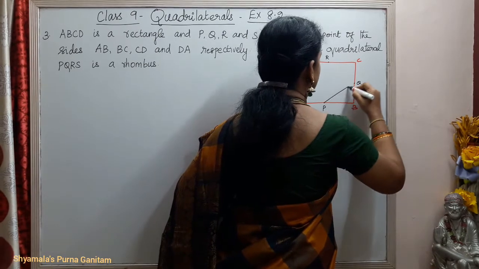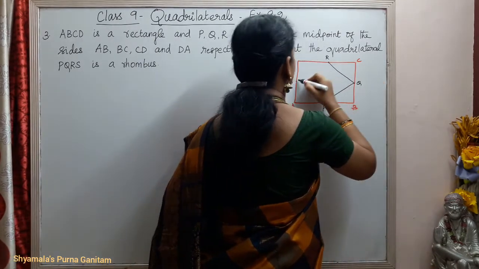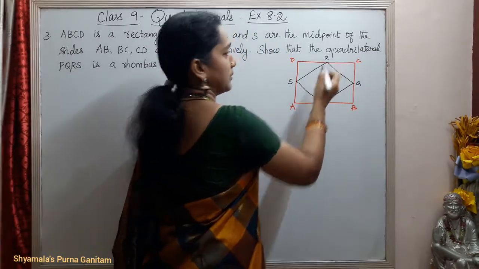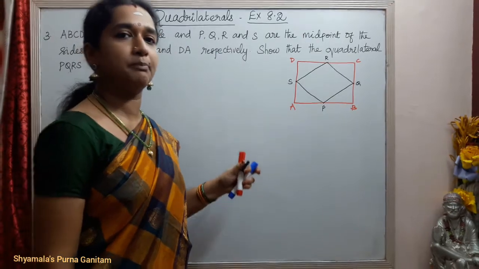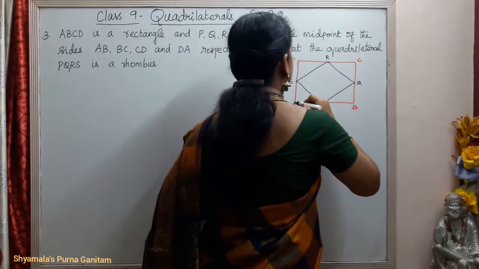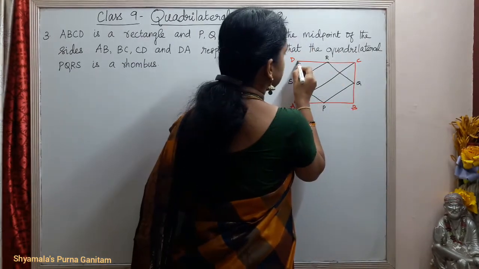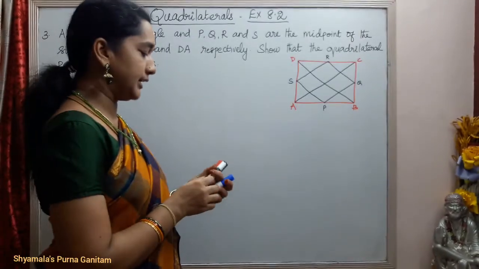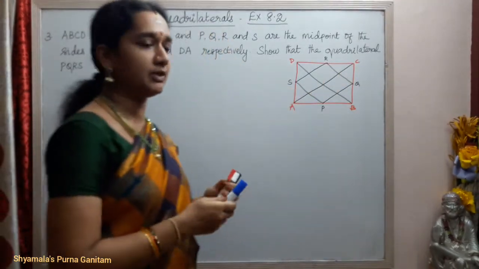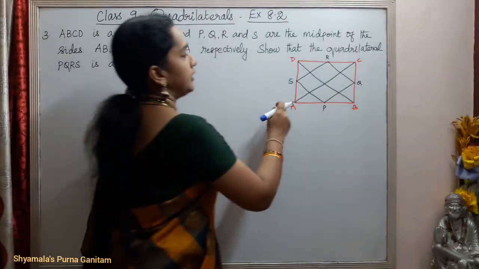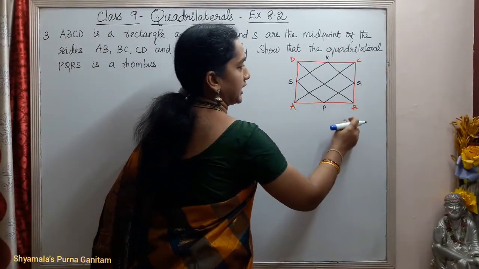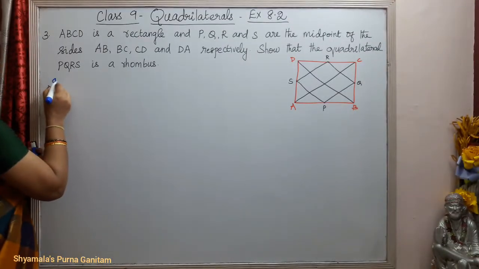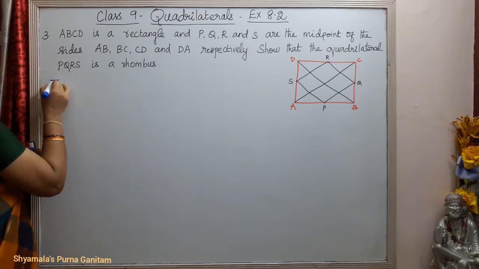When we join PQRS, we will get a quadrilateral, a four-sided figure, that we are asked to prove is a rhombus. We will prove this with the help of the midpoint theorem. First we will join the diagonals AC and BD. After joining that, we will take triangle ADC and triangle ABC and use the midpoint theorem to prove it.